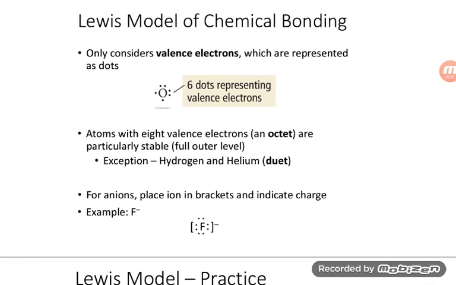Let's take a look at the Lewis model of chemical bonding. This is a very simple model of chemical bonding that simply says that atoms form bonds when they either share or transfer their valence electrons.